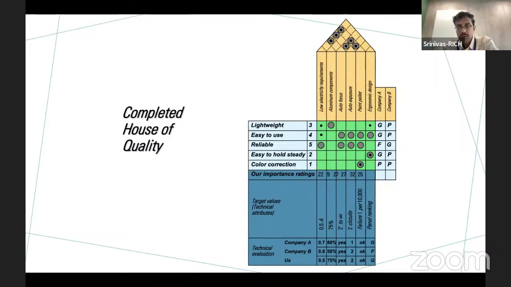So that is what we do through the quality function deployment. Any questions on the QFD process so far? Okay.